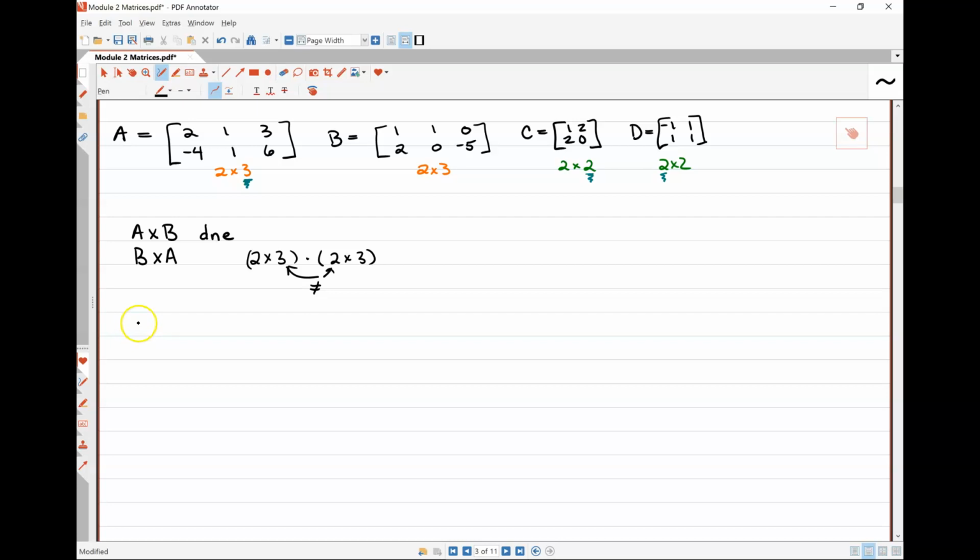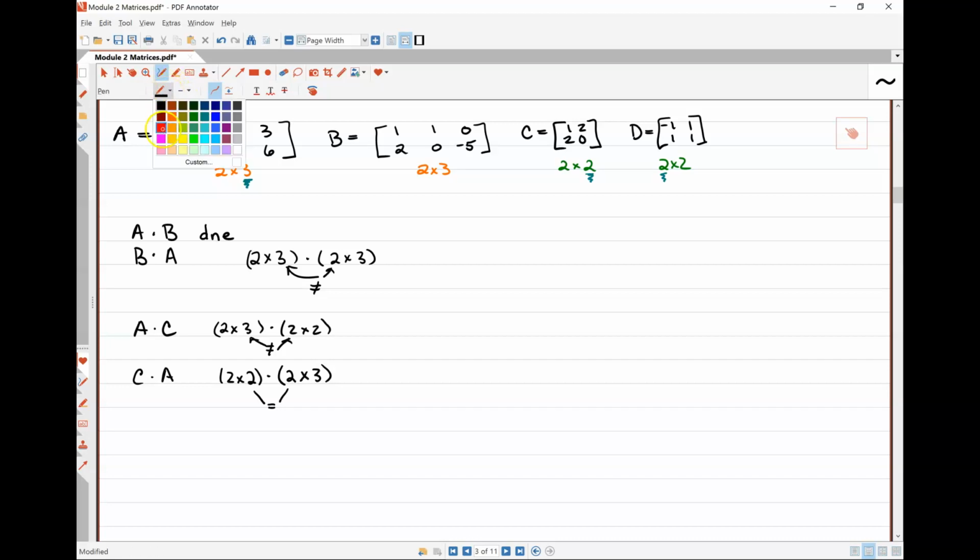And A times C, that would be a 2 by 3 times, let's see, C is a 2 by 2. And again, these are not equal, so that product doesn't exist. C times A, though, that does exist, right? So check it out. C is a 2 by 2 matrix, and A is a 2 by 3 matrix, and these do match, right? So that means that the product matrix will be those leftover numbers, 2 and 3. The product matrix of C and A will be a 2 by 3.